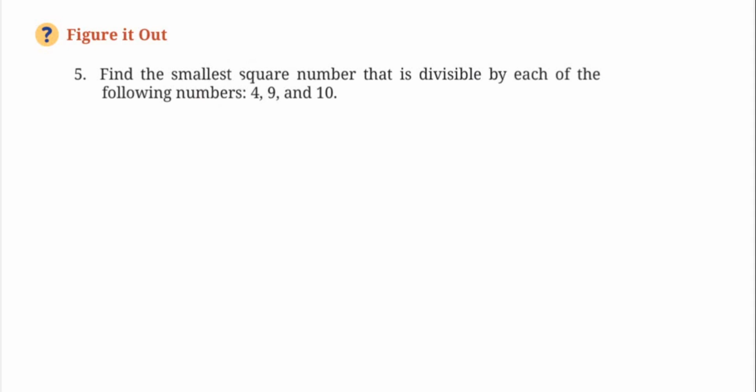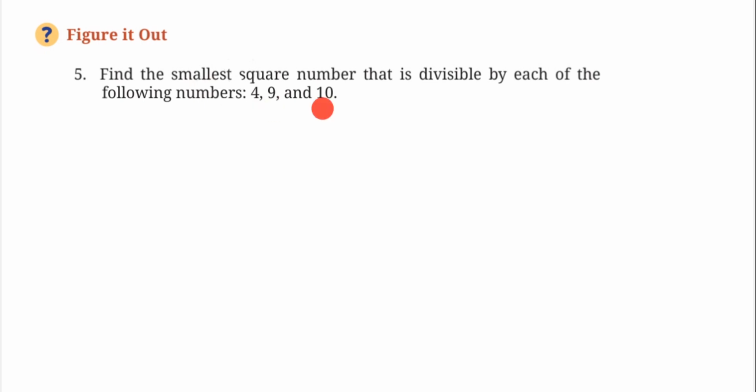This is the fifth question from the chapter A Square and a Cube of class 8th. The question is, find the smallest square number that is divisible by each of the following numbers: 4, 9 and 10. We have to find the smallest number and it should be a square number. Square number means perfect square number. And that number should be divisible by 4, 9 and 10.